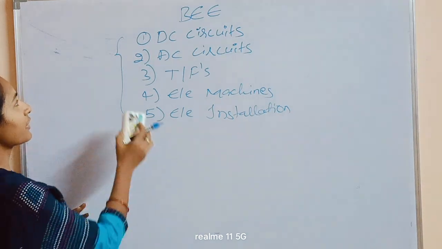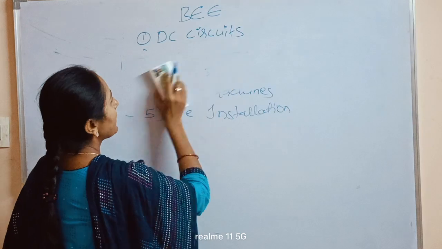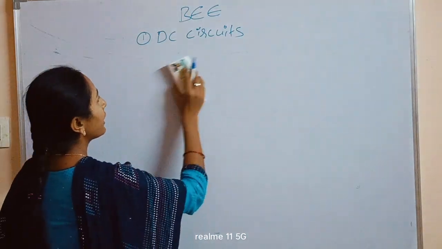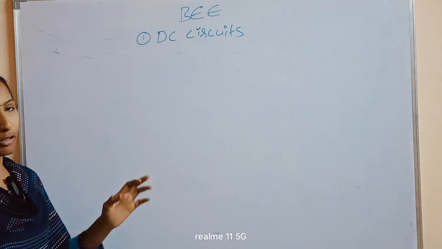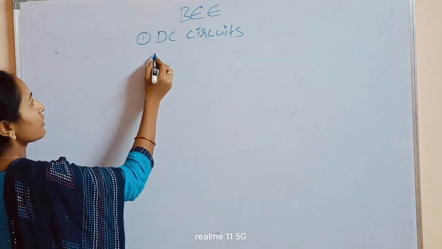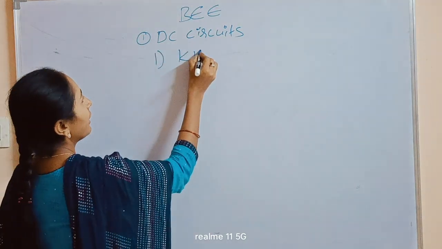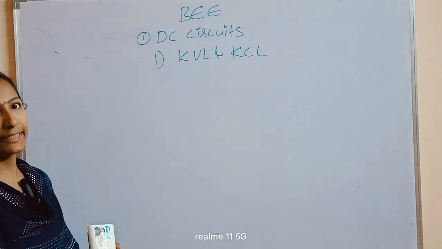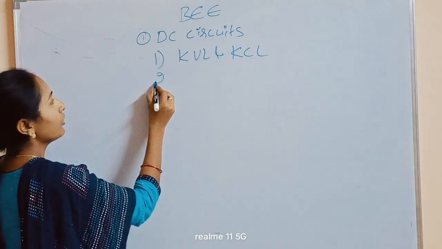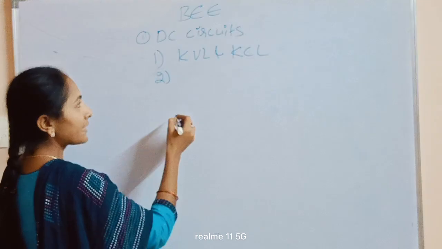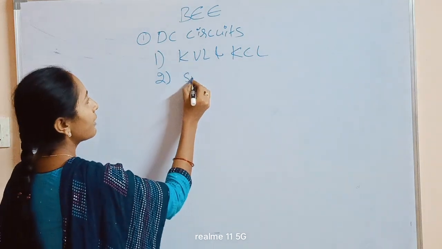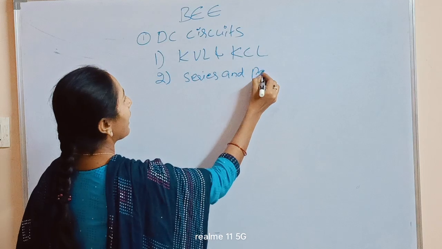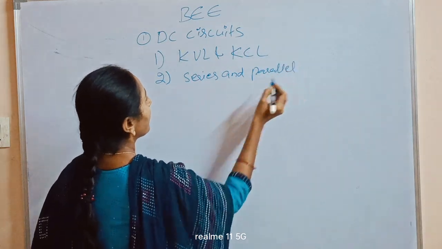Now coming to the first unit, that is DC circuits. In DC circuits we have 5 important topics in total. The first one is KVL and KCL, call them Kirchhoff laws. And the second one, basic series and parallel circuits.